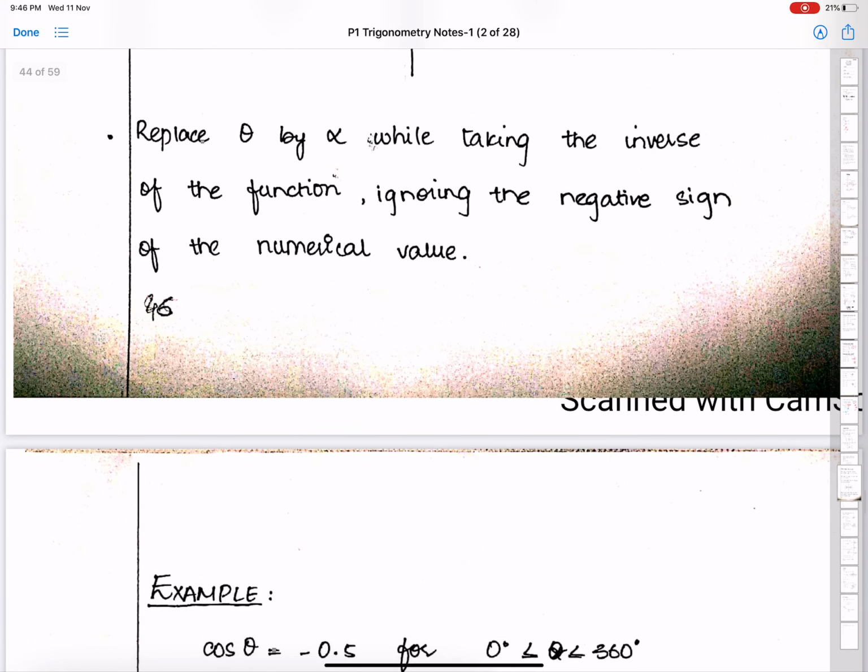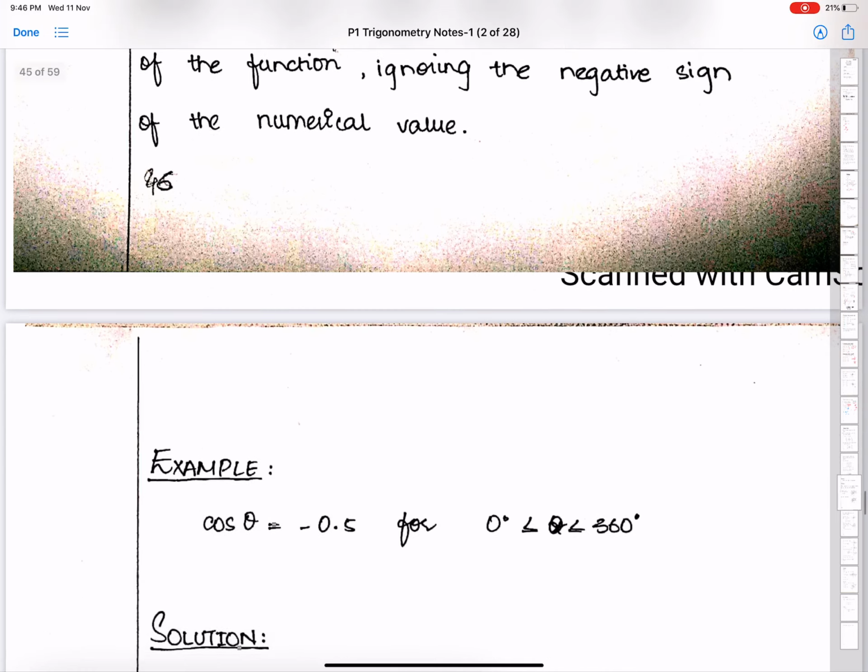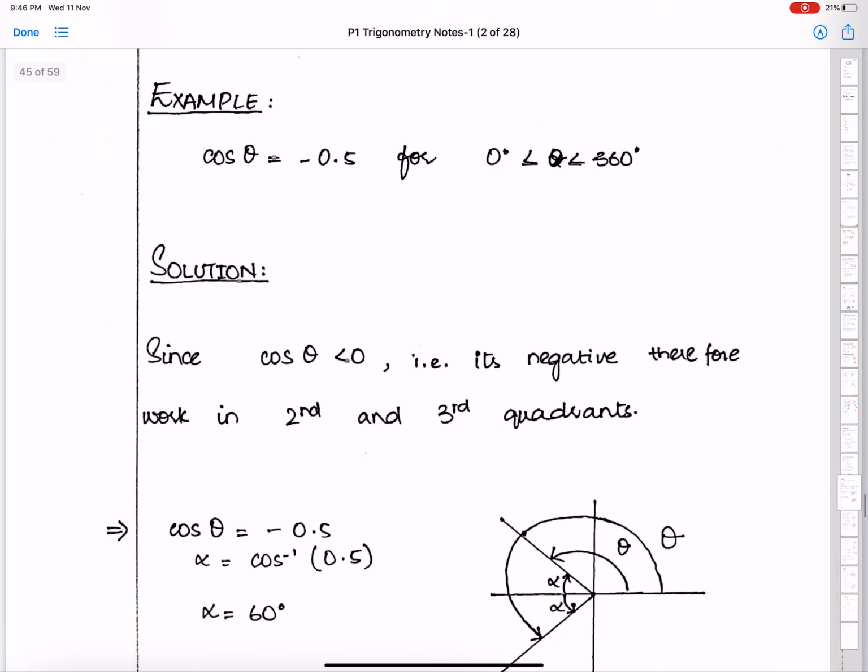Replace theta by alpha by taking the inverse. While taking the inverse, always replace general angle by alpha, ignoring the negative sign of the numerical value. This is one of the most important points. Let me explain this point here.